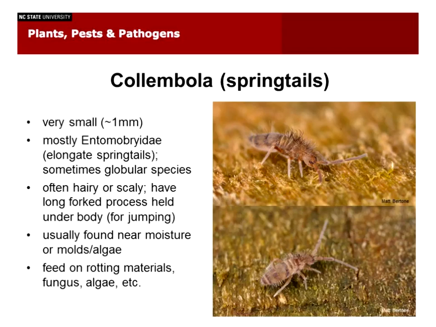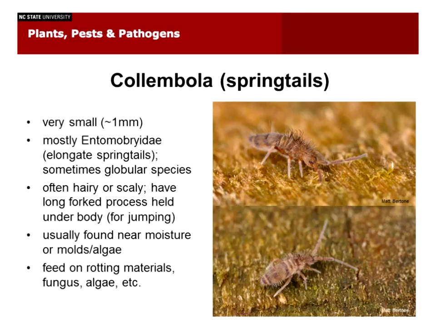Mostly we found Entomobryidae. These are elongate springtails. Sometimes we found globular species, and I'll show you a few of them in a second. Now these are often hairy or scaly. You can see all these hairs on this one. And they have a long forked process held under the body. It looks like a double tail. You can actually kind of see it right here, the tips of it.